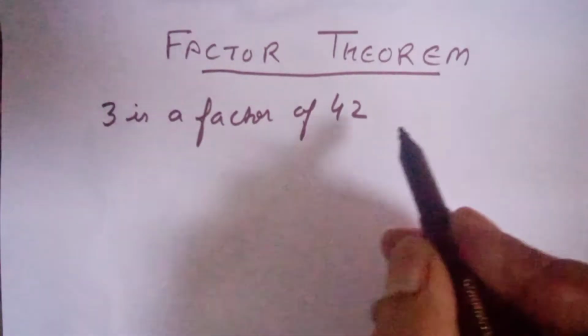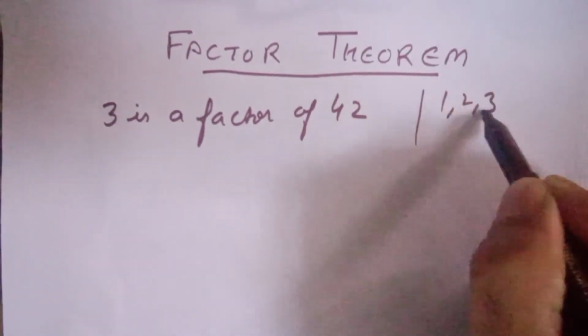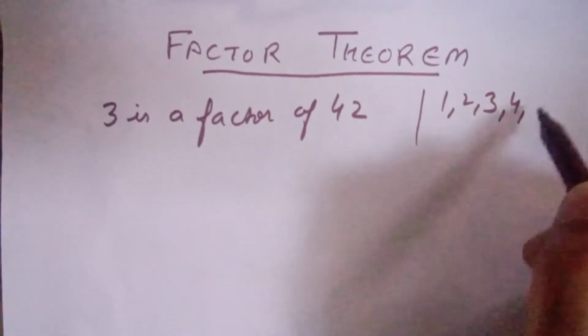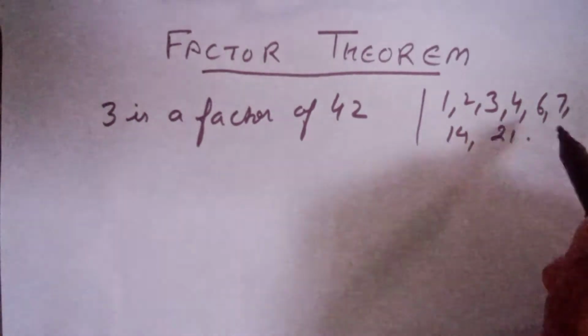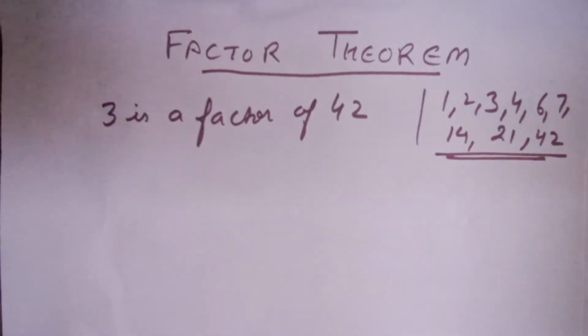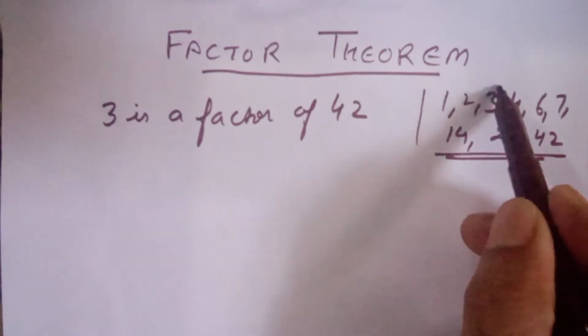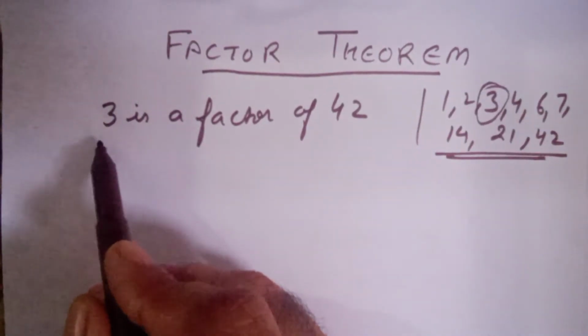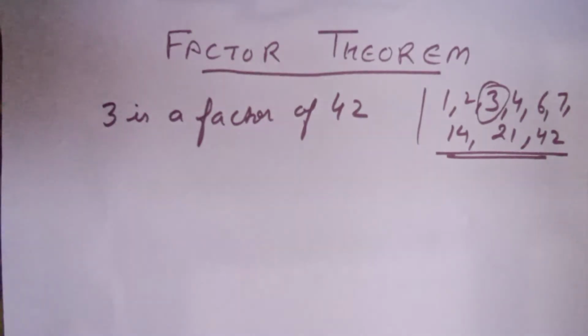I repeat, we know that 1, 2, 3, 6, 7, 14, 21, and 42 itself are all the factors of 42. Now the question arises, why are these the factors of 42? Let us take one of them, 3. Why is 3 a factor of 42? Let us try to answer this question.